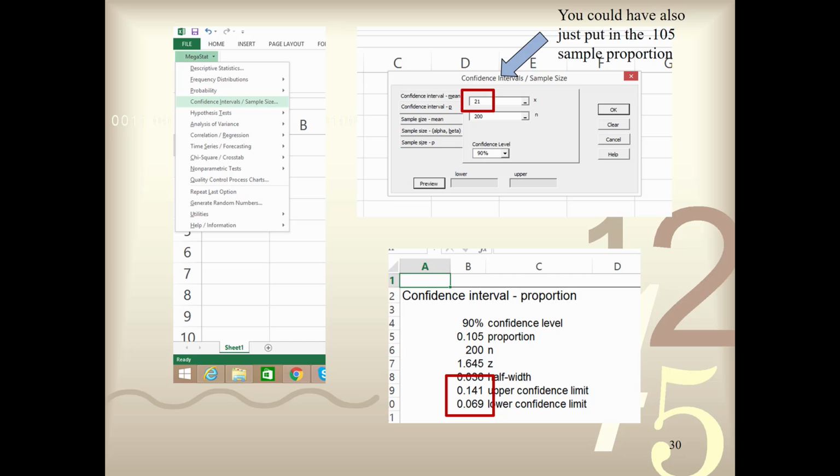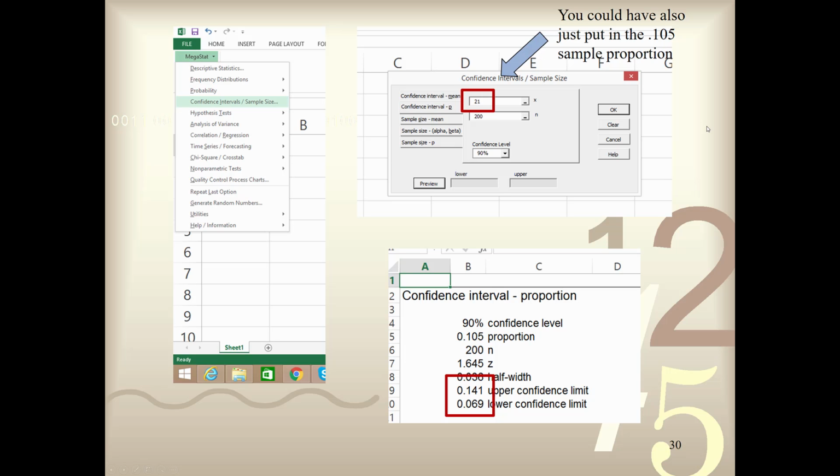Okay, so we go to Megastat, confidence interval sample size. This time click on the confidence interval P tab, P for proportion, and you can either type in the 21 and it'll turn to an X, or you can type in the actual proportion. So you could have also just put in the 0.105 sample proportion. But let's just go ahead and, since the problem gave us 21 out of 200, once we type in that 21, it turns to an X instead of P here. So it starts out with the default as a P sample proportion, but once you put something that doesn't have a decimal, it'll turn to an X over N and divide it for us.